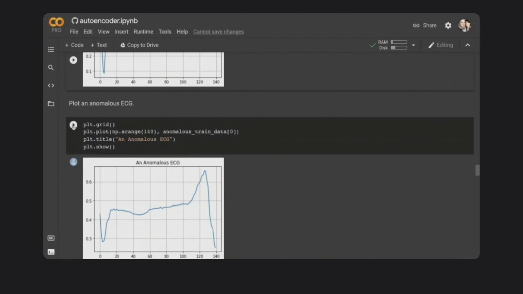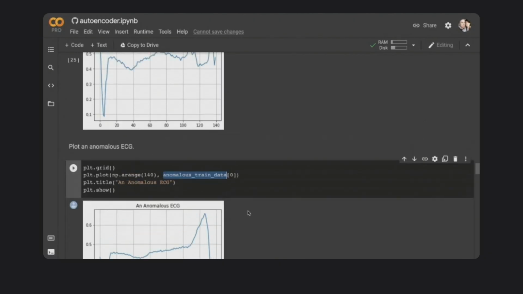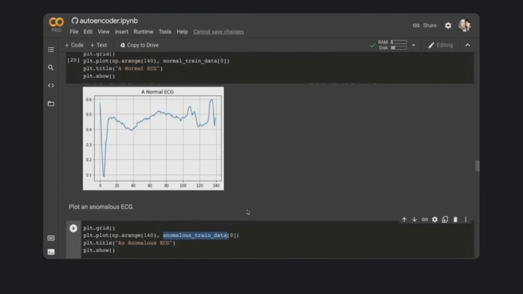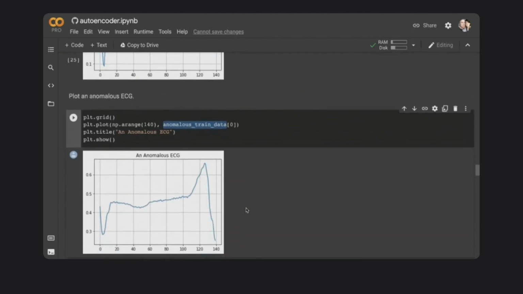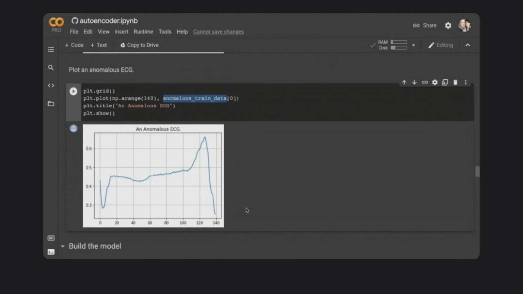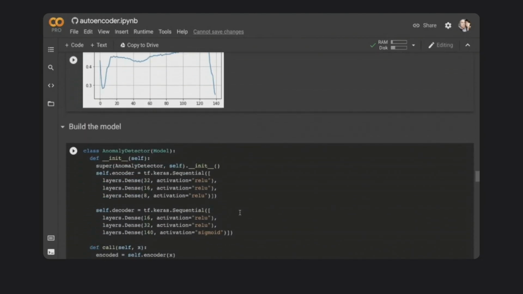And then if we plot an anomalous ECG, now remember the anomalous training data were the ones that we split out. I'm just taking the first item in that one. An anomalous ECG looks like this. We can see it looks very different from the shape of a normal ECG. So by the human eyeball, we could say this looks anomalous, but I don't know what a good ECG is supposed to look like. This might be a good ECG, but when we use the encoder to learn the representation and then decode it, hopefully this is the kind of thing that we'll be able to use to have a machine spot the anomalous ECG for us.